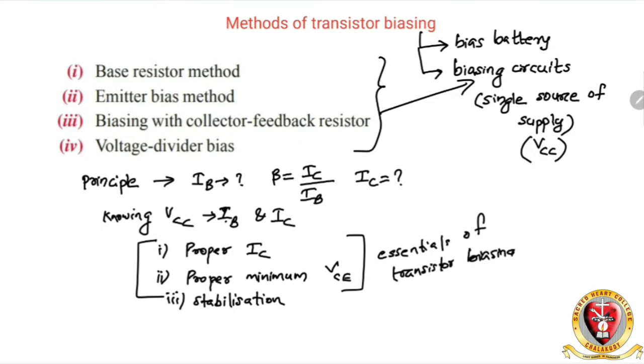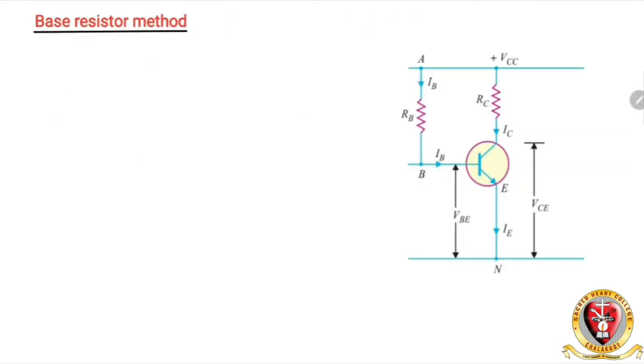Today we are going to discuss in detail the base resistor method. What do we mean by base resistor method, and what is the circuit diagram of this method? Here you can see the circuit diagram. Note that we are using only one power supply, that is plus VCC in the output circuit. This power supply is common to both circuits.